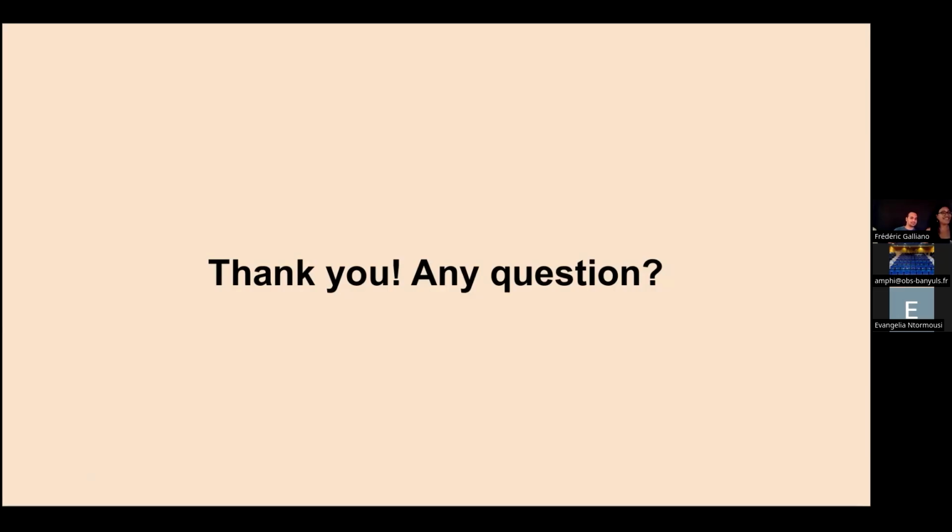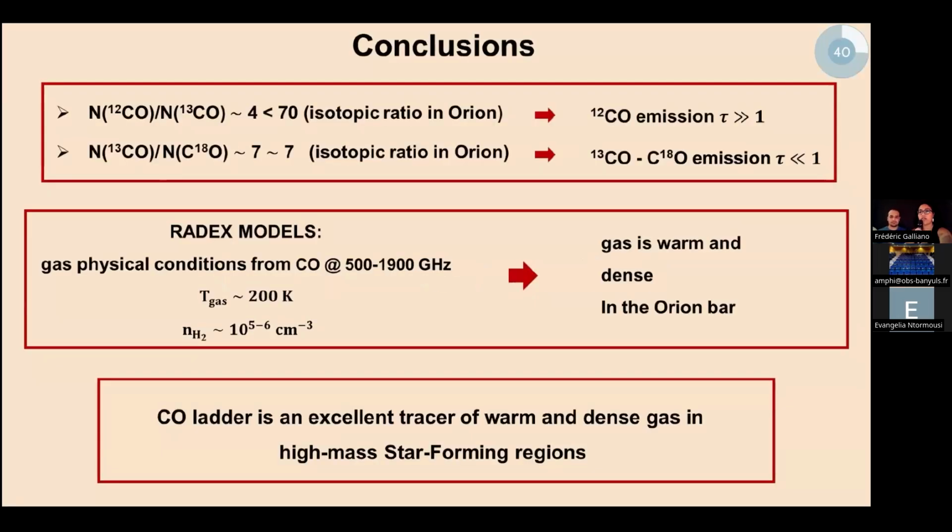Did you have any results from the literature that you could compare yours with, and how did they compare? Yeah, so on this slide right here, for these values, the 70 and 7, these are actually literature values that we would expect from theory. And then we find in the actual observations, when we do the modeling, we find lower values for 12CO, but a similar ratio for 13CO and C18O. Okay, thank you.